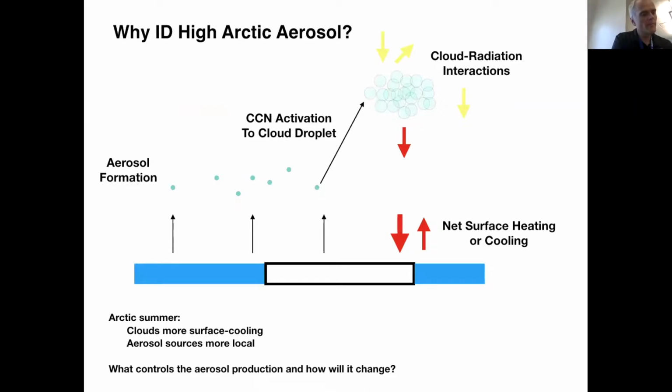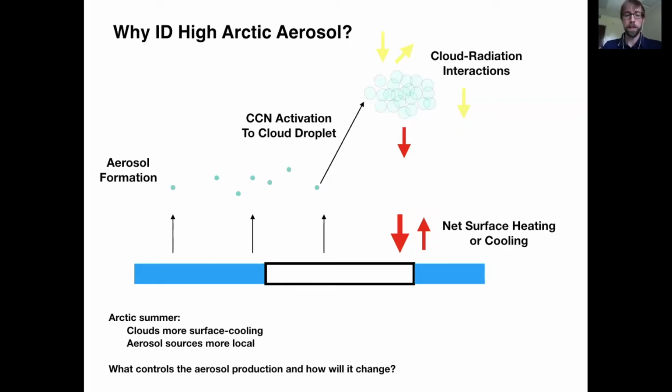So to briefly motivate, why are we trying to identify high Arctic aerosol? Basically, it comes down to the energy balance and the role that clouds play in that energy balance. Every cloud influences the radiative budget at the surface and the temperature and climate of the Arctic, and every cloud droplet began life as some nucleus, a particle in the atmosphere. And so we're trying to identify in the Arctic environment what these aerosol are.